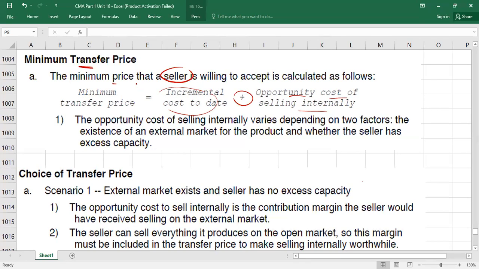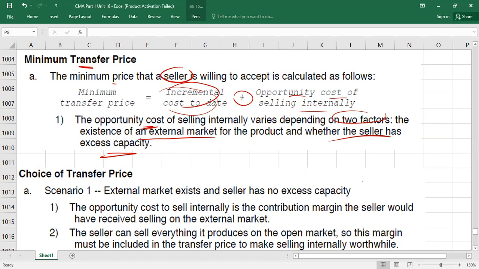So what is the minimum selling price for the seller? The seller should take incremental variable cost plus opportunity cost of selling internally. Now, opportunity cost depends upon various factors actually. Which factors? It depends upon 2 factors. First factor is what? The existence of an external market. Do we have an external market to sell it or not? Second factor is whether the seller has excess capacity or not. It's just a theoretical discussion.